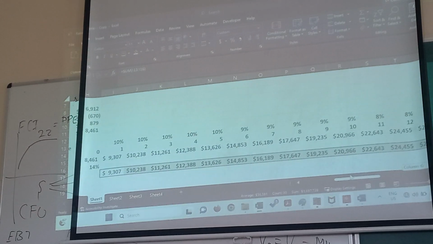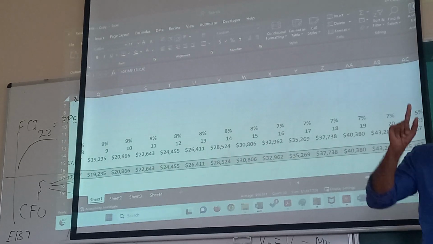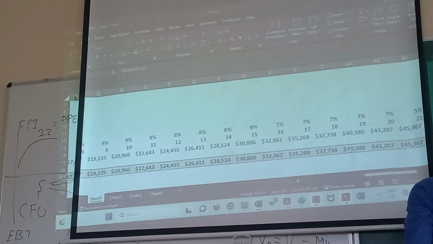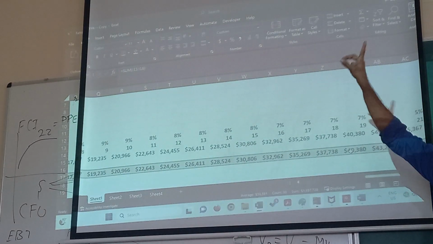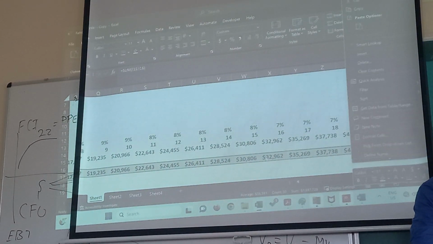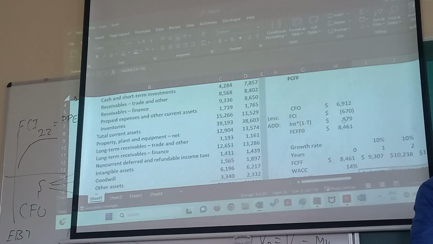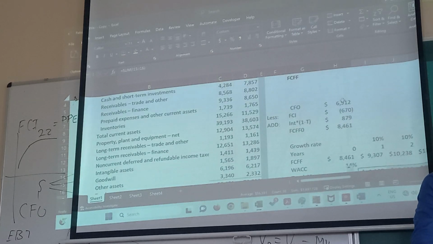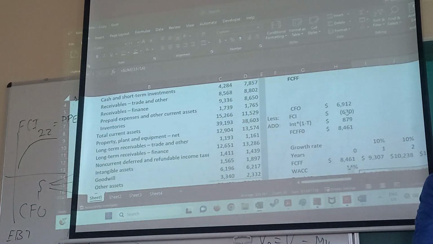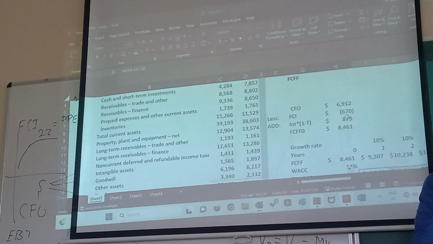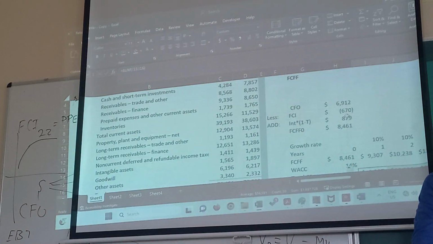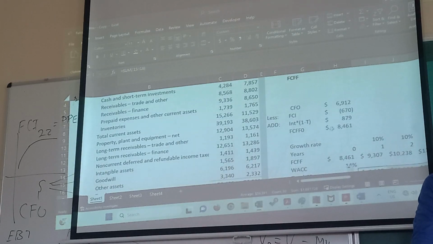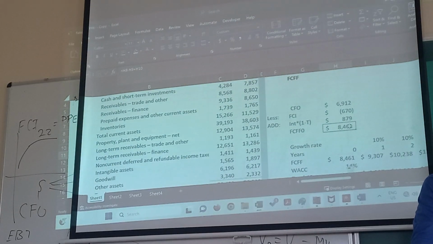Okay, guys, all of you, now listen carefully. Let me reiterate the steps. What you have to do is first find the current free cash flow to the firm: from the cash flow from operations, you deduct the fixed capital investment, and you add the interest net of tax. The tax rate you need to take from the report. You will get the current free cash flow to the firm.